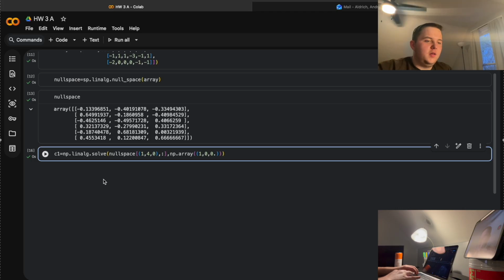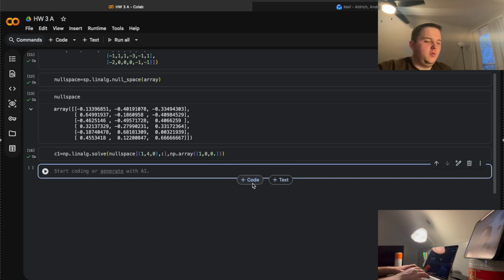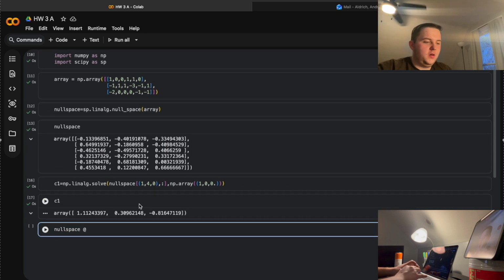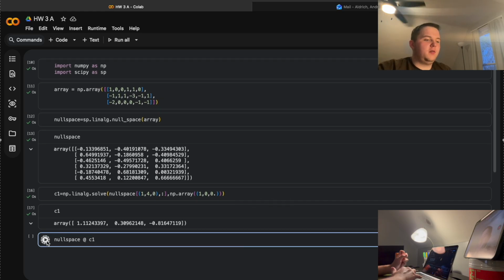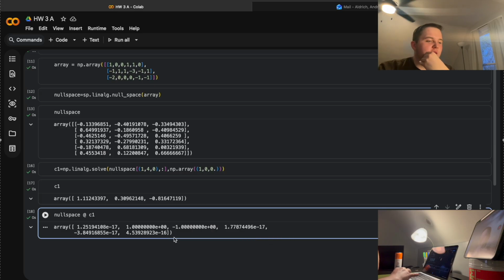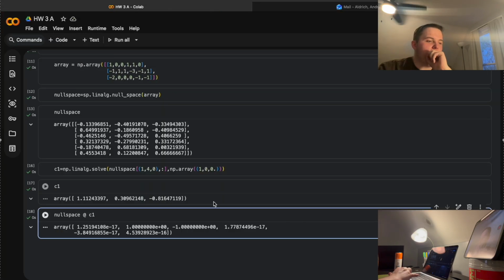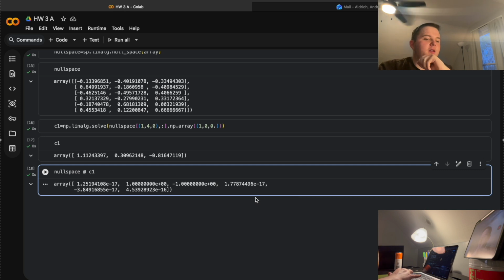So all we need to do now is just add 2 more blocks of code with C1. That will show us our array, and then we just need to do our null space at C1, which is what we use for this plugin. That will give us our array. So awesome, this is just showing us going one by one. We have 1, 2, 3, 4, 5, 6 different values, and we have 6 here. So these are just going in order of what we have. Since I don't have anything to write down, I'm just going to add some text here, and you guys can follow along.